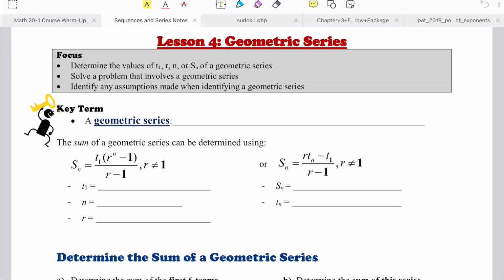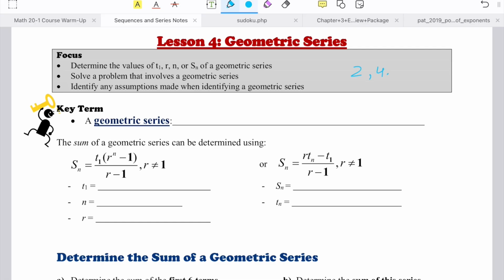Okay, so we talked about geometric sequences, right? Now we're going to talk about geometric series. Can someone remind me what geometric sequences were? That's like the set of numbers that you're multiplied or divided by. Yes, the pattern continues, you either multiply or divide by it.